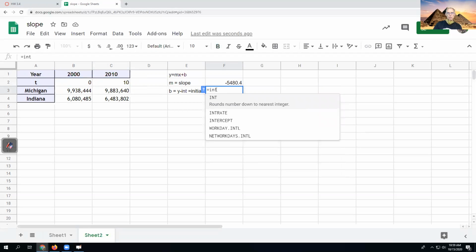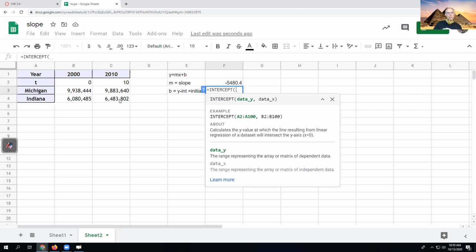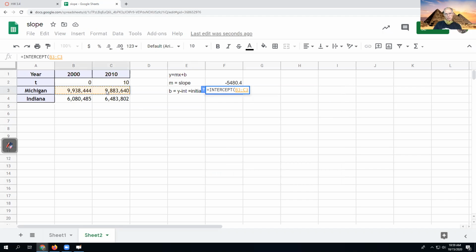So it turns out there is an intercept formula. If I start typing the word int for intercept, it says, yeah, I can do the intercept for a linear regression. And similarly, it says grab your y data first, comma, and then your x data. And now I have the slope and the intercept for a linear model. And notice the y-intercept happens to be that very population in 2000, because we said that's t equals 0. And the y-intercept is always the point (0, b).